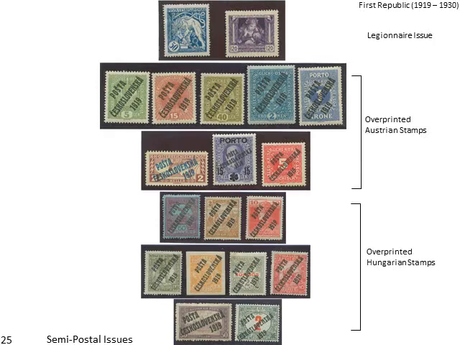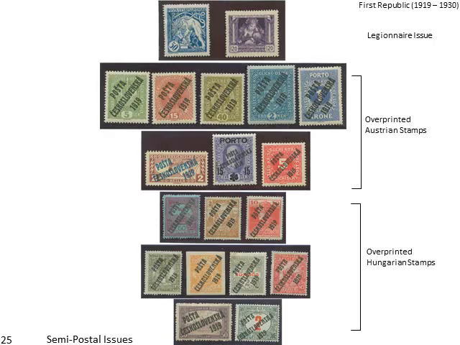The set consists of 6 values and 7 perforation varieties. The low values show a lion breaking its chains, and the high values a young mother with baby. The second semi-postal set, issued December 12, 1919, consists of the overprinting of the remaining stocks of Austrian and Hungarian stamps still on hand but no longer valid in the Czechoslovak lands. The overprint reads Pošta Československá 1919.